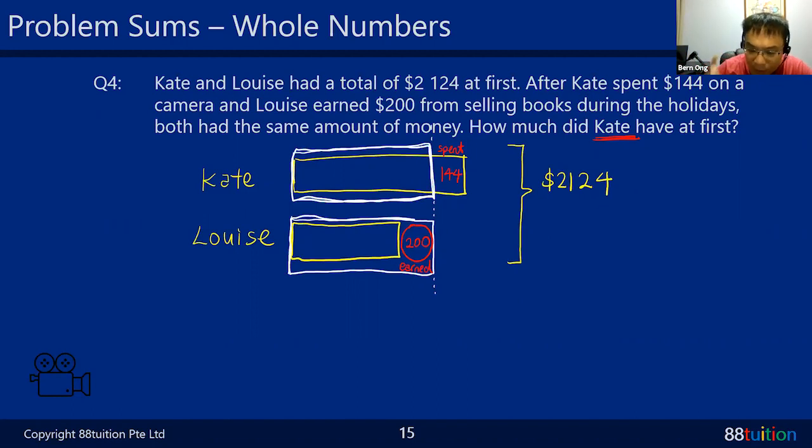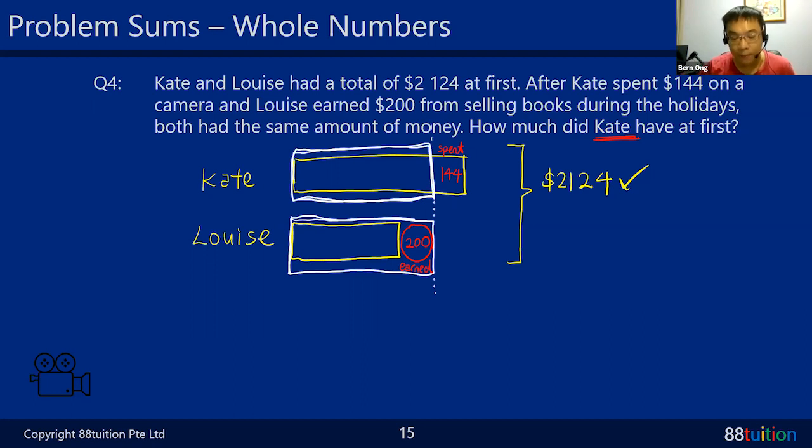So down here, this 2124 consists of what? The yellow, which is Keith, and the Louis without the 200. Without the 200. Oh, it's Kate, it's not Keith, sorry. So the 2124 consists of Kate, the whole thing, and Louis without the 200.